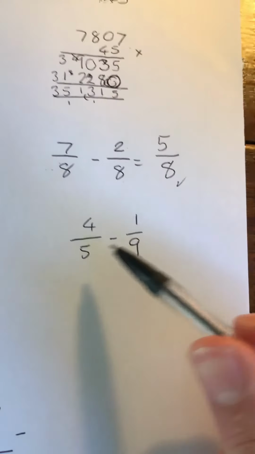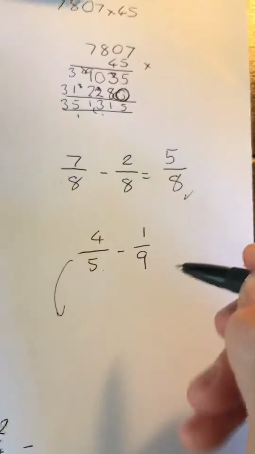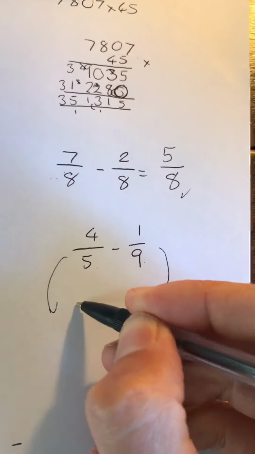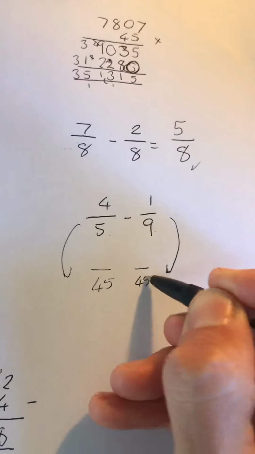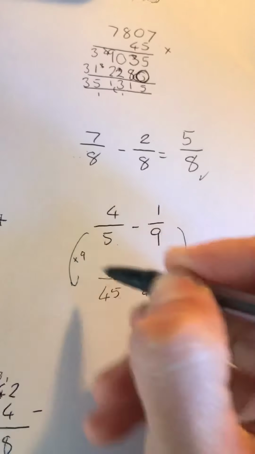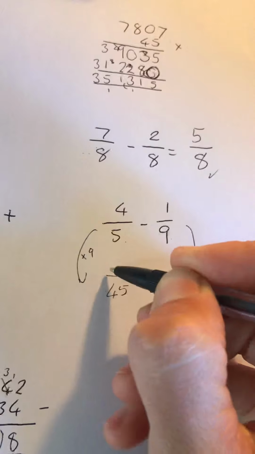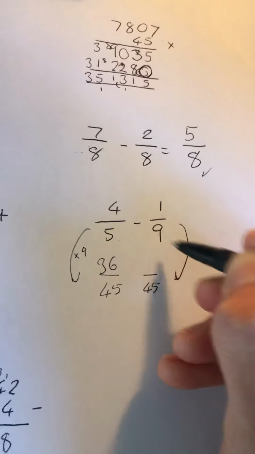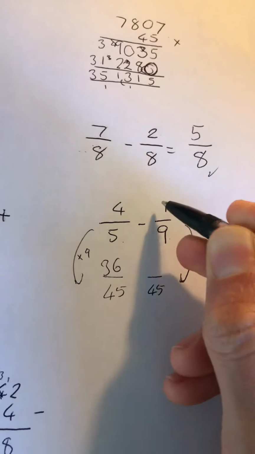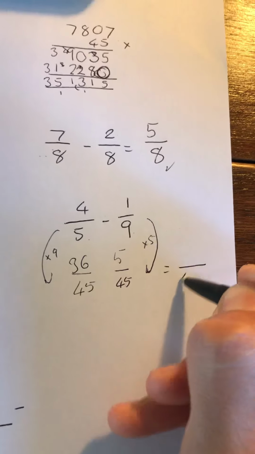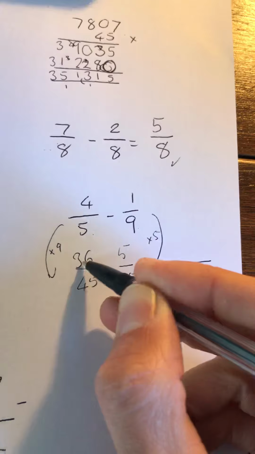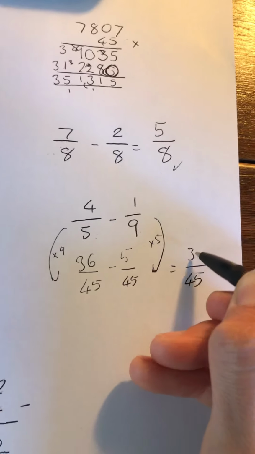Next up, I haven't got a common denominator yet, so I need to think of a logical common multiple of 5 and 9, 45. 5 times 9 is 45, so 4 times 9, 36. 9 times 5 makes 45, so 5 times 1. Denominator stays the same. 36 subtract 5 is 31.